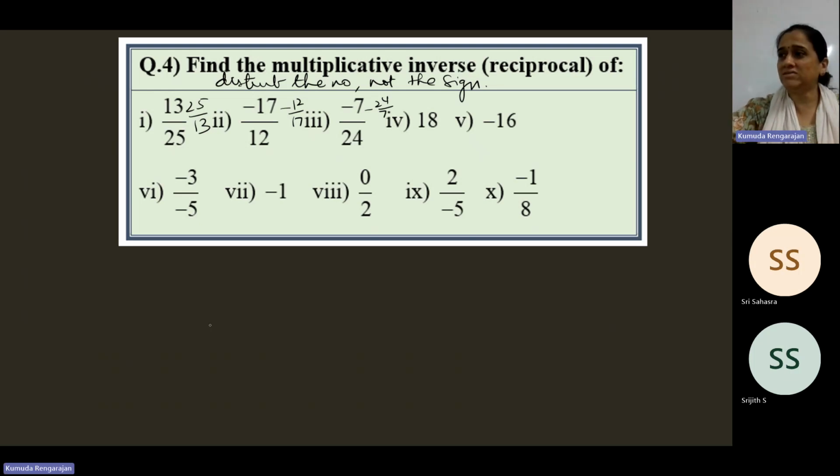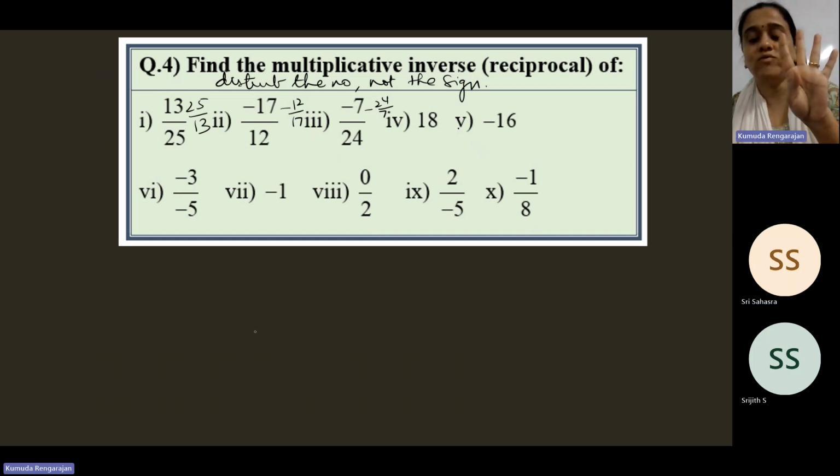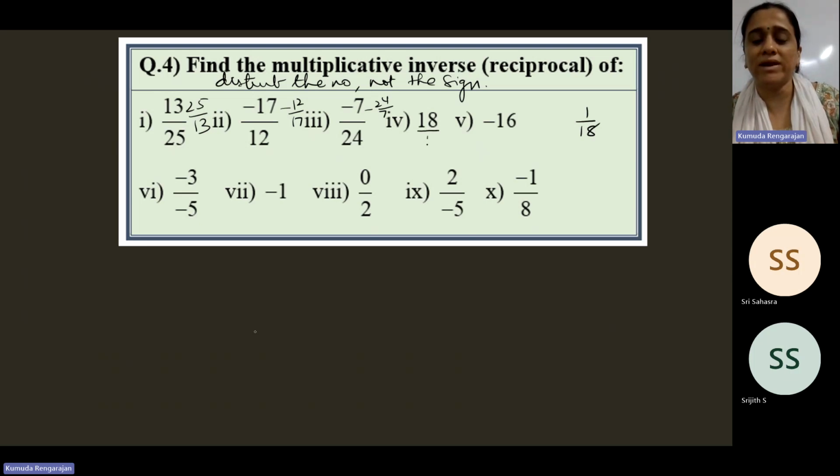1 by 18. You said minus. No, no. For 18, what did you say? 1 by 18. Fourth one, online children, what's the answer for the fourth one? 1 by 18, because 18 is 18 by 1. So disturb the number: 1 by 18. Don't change the sign. Plus 1 by 18.